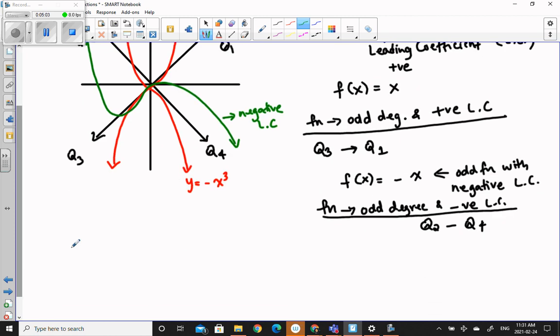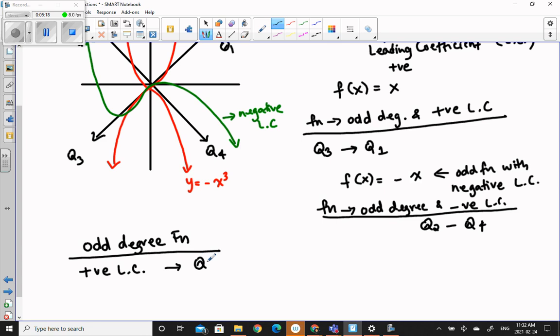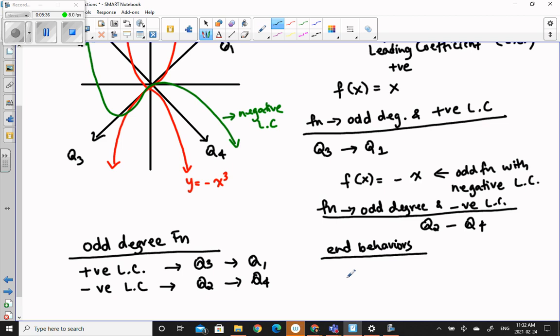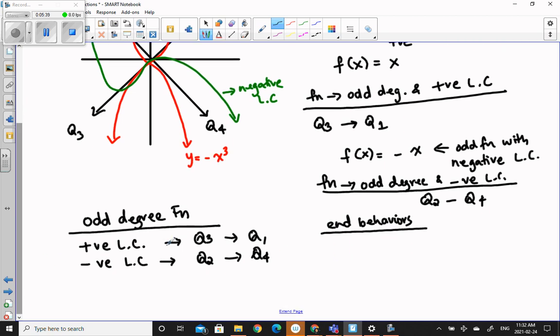So the conclusions we made are that if you have an odd degree function and your leading coefficient is positive, then it goes from Q3 to Q1. If it's a negative leading coefficient, it goes from Q2 to Q4, right? Let's look also now at the end behaviors. So what happens when x approaches positive and negative infinity? Again, the end behaviors depend on whether the leading coefficient is positive or negative. Okay, so we're only looking at odd degree functions.